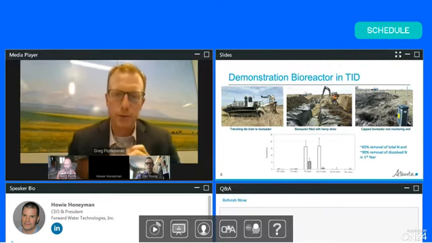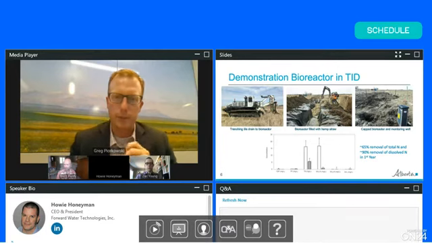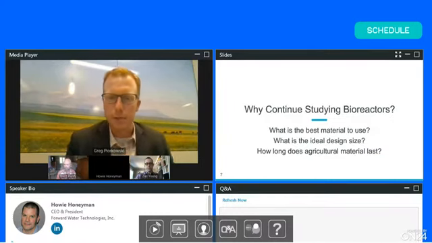And then what we observed with this demonstration project was that we can remove up to 90% of dissolved nitrogen through these types of systems. So for all intents and purposes, they look pretty good. But I guess the question is, why do we need to continue studying these things?